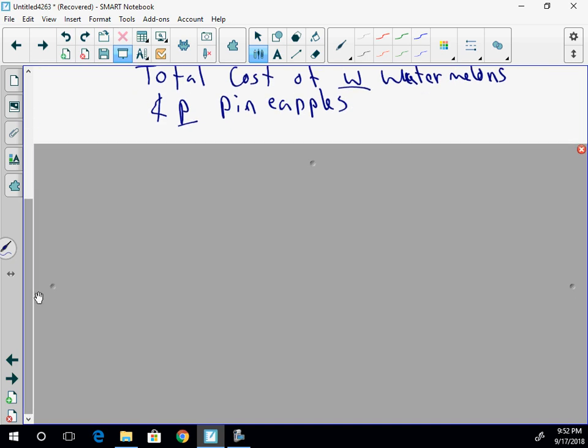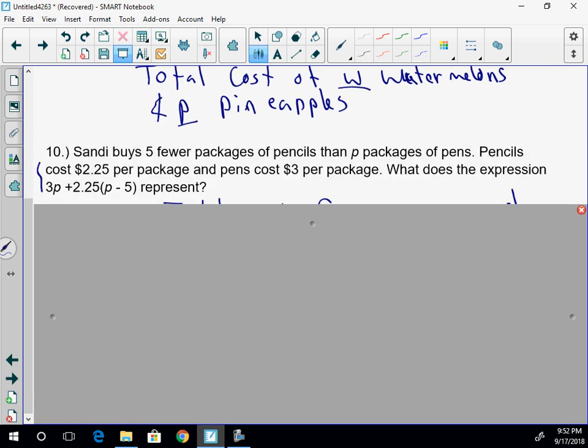All right. Lastly, Sandy buys 5 fewer packages of pencils than P packages of pens. All right, let's read that one more time. Sandy buys 5 fewer packages of pencils than P packages of pens. Pencils cost $2.25 per package and pens cost $3 per package. What does the expression, I'm not going to read it yet, represent?